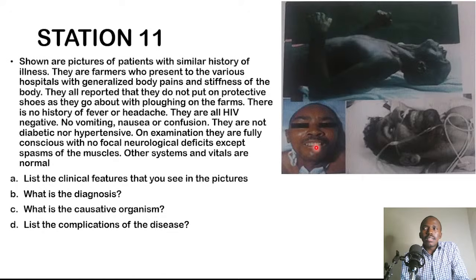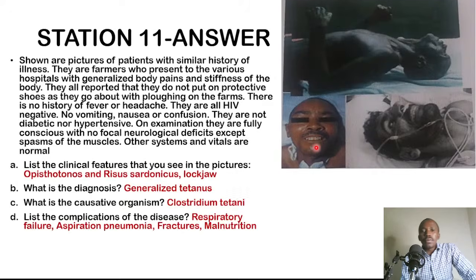Remember that this Clostridium tetani bacterium, or rather its spores, can be found within the environment, and it can actually cause this. It produces the tetanus toxin. Then what are the complications of this? Like I said, you could have respiratory failure, you could have aspiration pneumonia, you could have fractures because the muscles are contracting with a great force. And of course, there is also a risk of malnutrition.